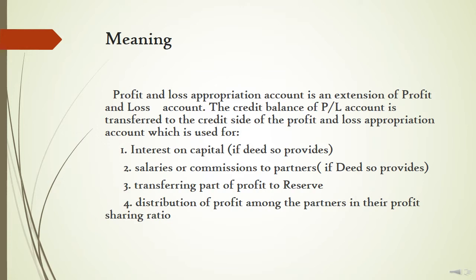If the partners decide, an amount is transferred to reserve and the balance profit is distributed between the partners in their profit sharing ratio. The balance of this profit is called net divisible profit, and the profit sharing ratio will be given in the partnership deed. And in the absence of a partnership deed, or if it is silent about the profit sharing ratio, this profit has to be divided among the partners equally.